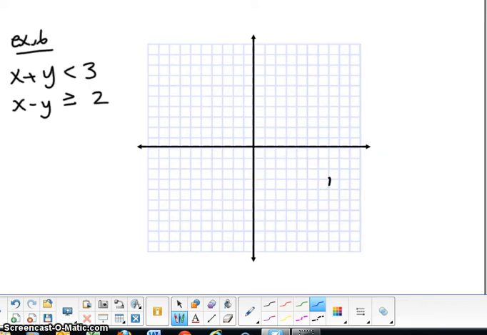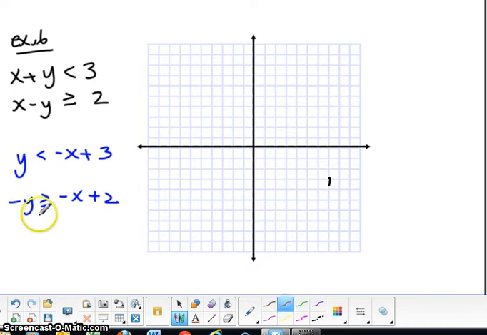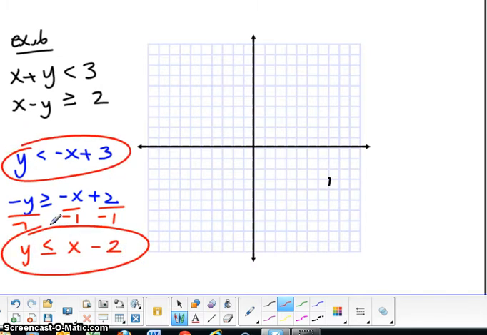And in this one, we're going to have to solve for y first. So in the first one, y is less than negative x plus 3. And then in the second one, it would be negative y greater than or equal to negative x plus 2. And then it's saying we got to divide by negative 1, and we know that that is where you have to switch the inequality. So we're going to graph this and this one on our coordinate plane at 3 and down 1 over 1.